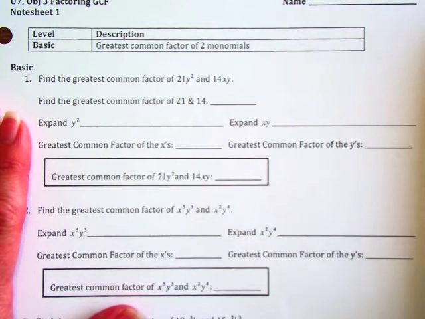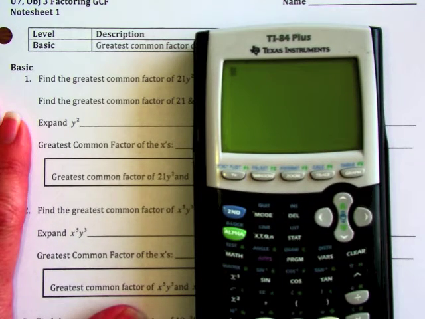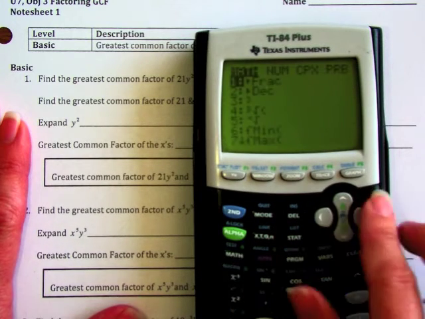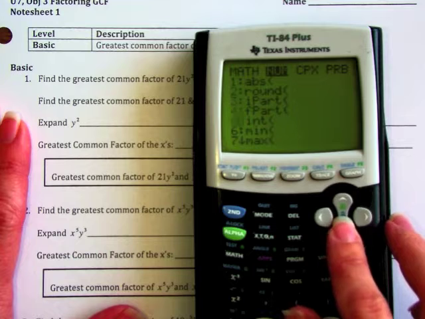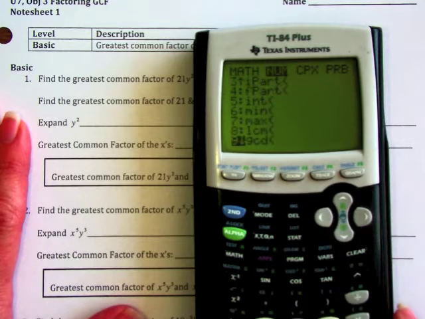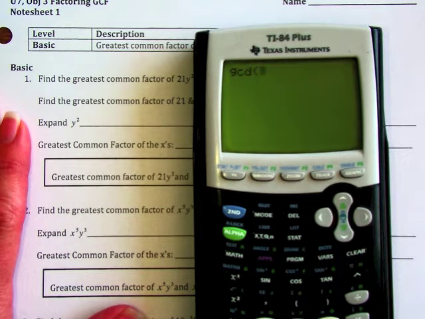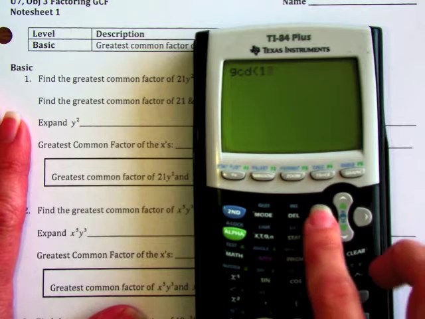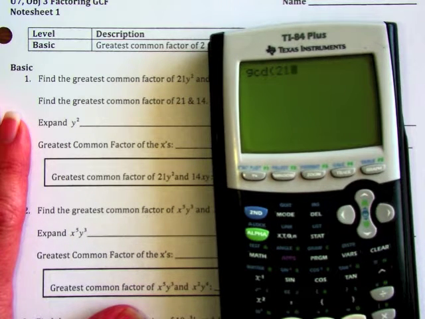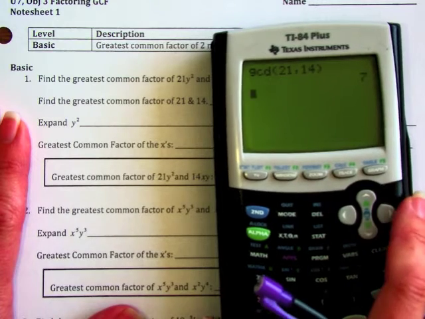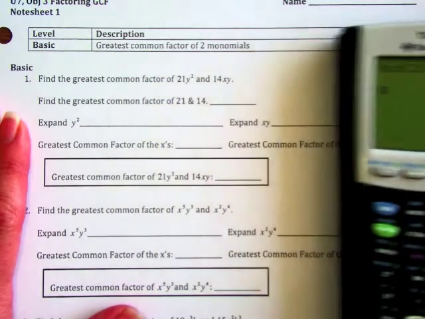On our calculator, we can do that. If we can't figure it out ourselves, we go to Math, over to Num, down to Greatest Common Divisor. We want the numbers 21 first, comma 14. Hit enter, and you find that the greatest common divisor is 7.